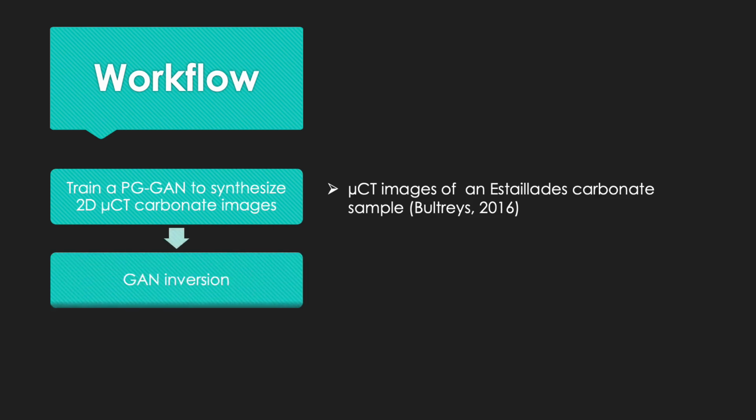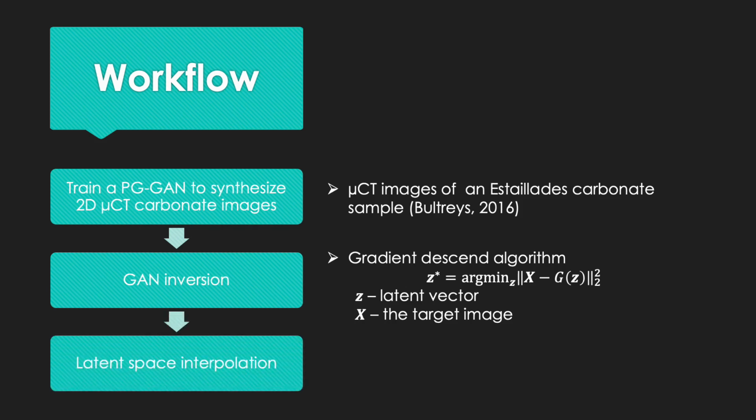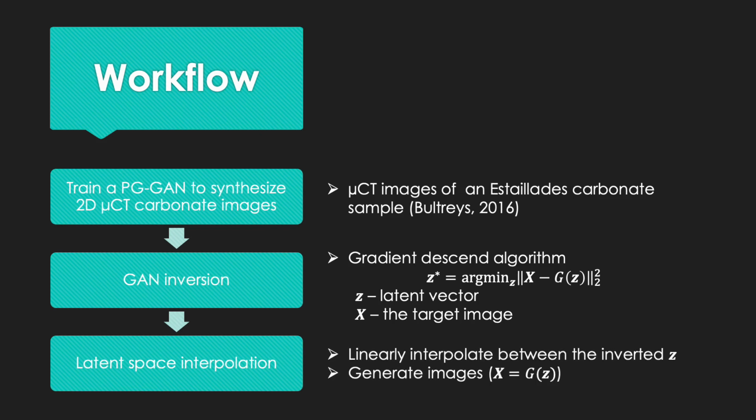Next, invert for the latent vectors corresponding to the scanned slices using a gradient descent algorithm. The loss function is the pixel-wise L2 norm reconstruction error between the real and the synthesized images. Lastly, linearly interpolate between the inverted latent vectors, and then map them to the image domain using the generator of the PG-GAN, in which way the unknown slices sandwiched between the scanned slices are reconstructed.